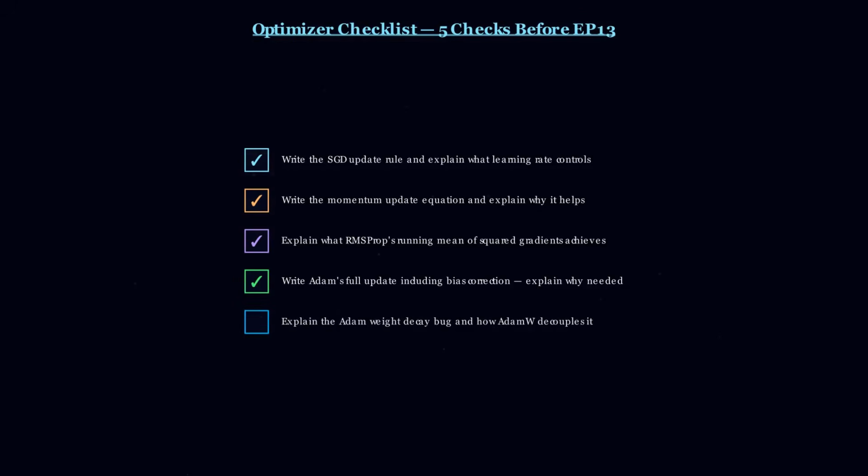Before episode 13, 5 checks. Check 1. You can write the SGD update rule and explain what the learning rate controls. Check 2. You can write the momentum update equation and explain why momentum helps in narrow valleys. Check 3. You can explain what RMSProp's running average of squared gradients achieves and why it adapts the learning rate per parameter. Check 4. You can write Adam's full update equations including bias correction and explain why bias correction matters. Check 5. You can explain the difference between Adam and AdamW, specifically what's wrong with Adam's weight decay and how AdamW fixes it.